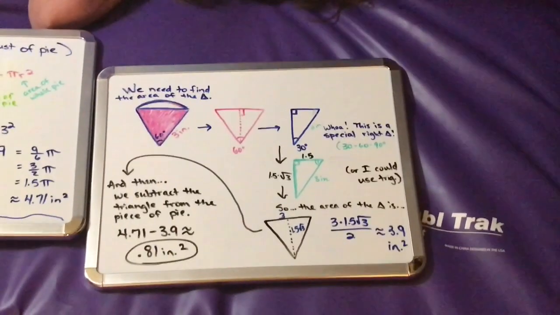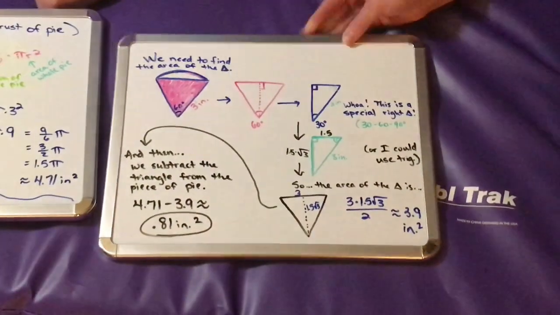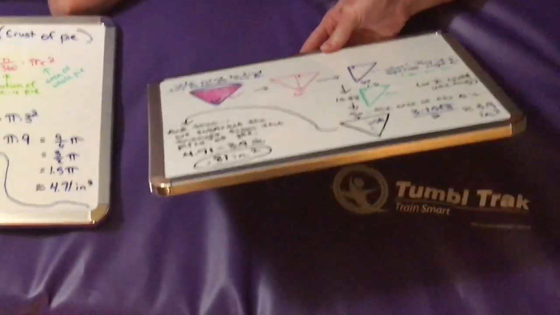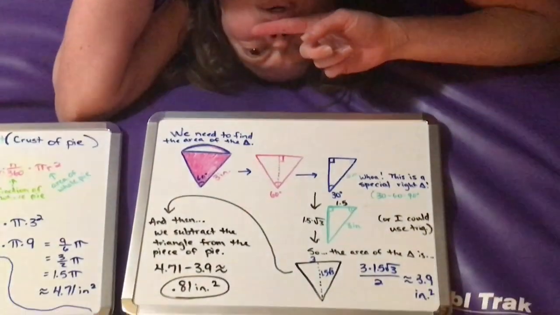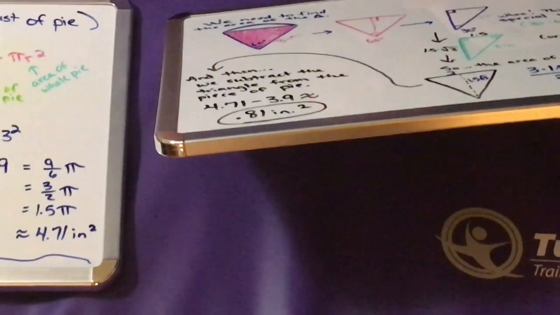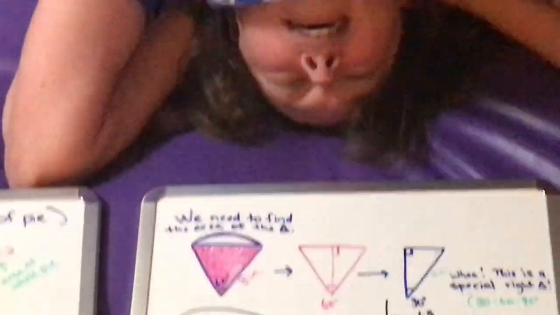Then we're going to take that number, which is approximately 3.9, and subtract it from our 4.71, right? That's what it was? Yep. And so the area of my crust only is 0.81 inches squared. That's my crust. All right. Whew.